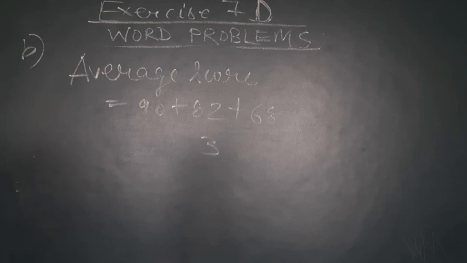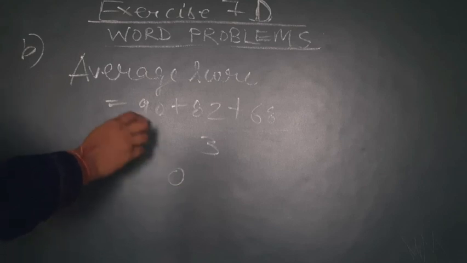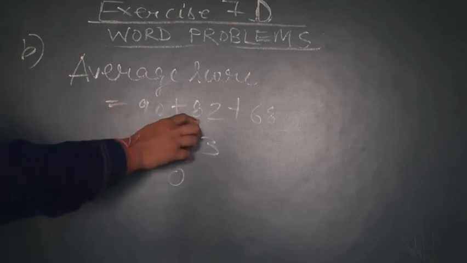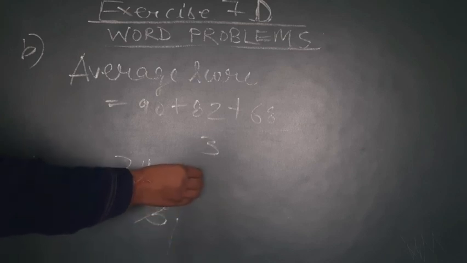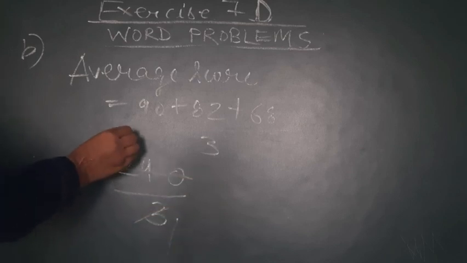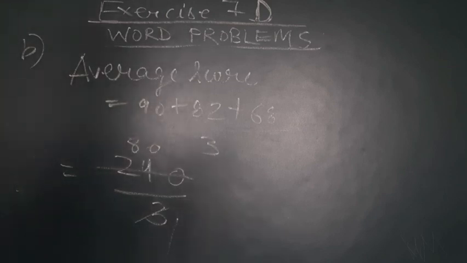So 90 plus 82 plus 68, right? So 8 plus 2 is 10, 0, 1 carry will be there, 9 plus 1 is 10, 10 plus 8 is 18, 18 plus 6 is 24, so it will be 240 upon 3. So 3 ones are 3, 3 eights are 24, 3 zeros are 0. So the average will be 80. The average score of John is 80 marks.